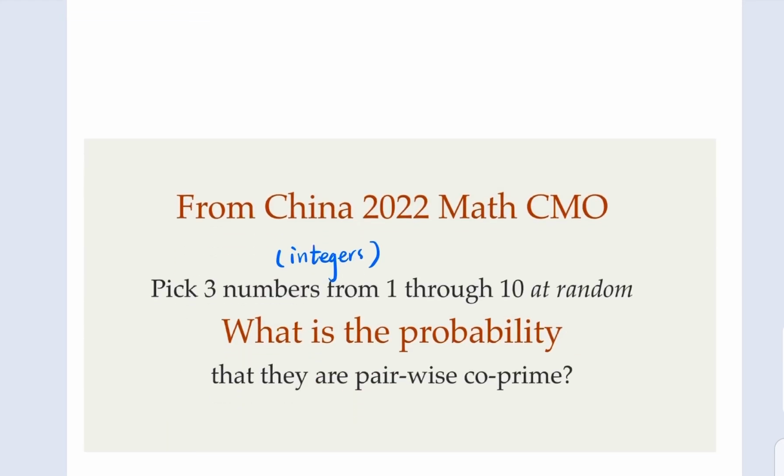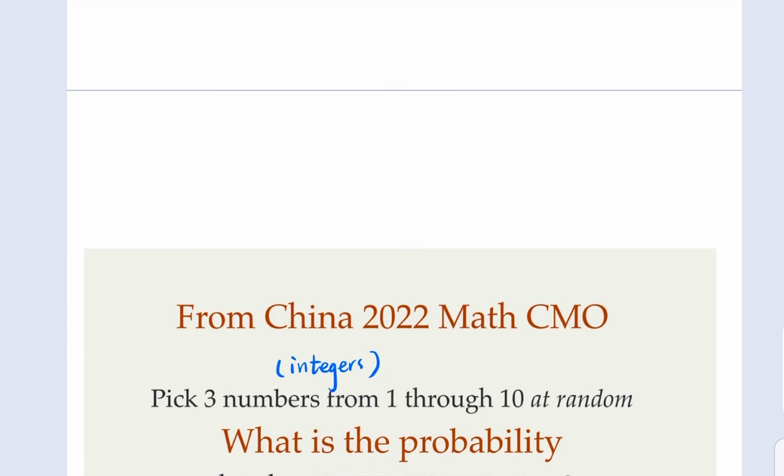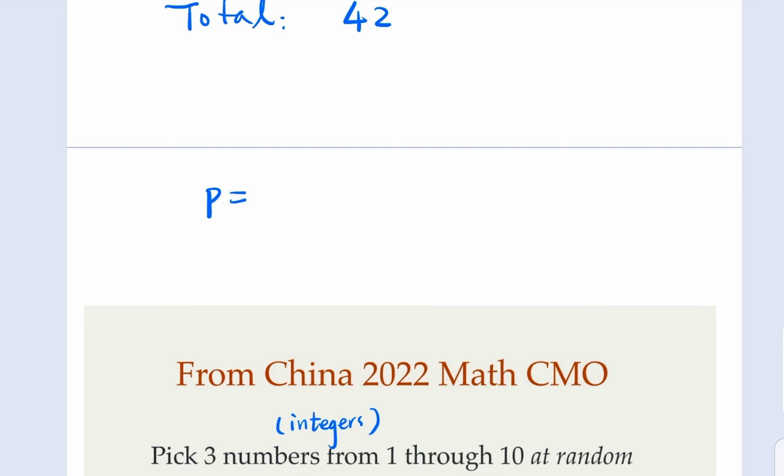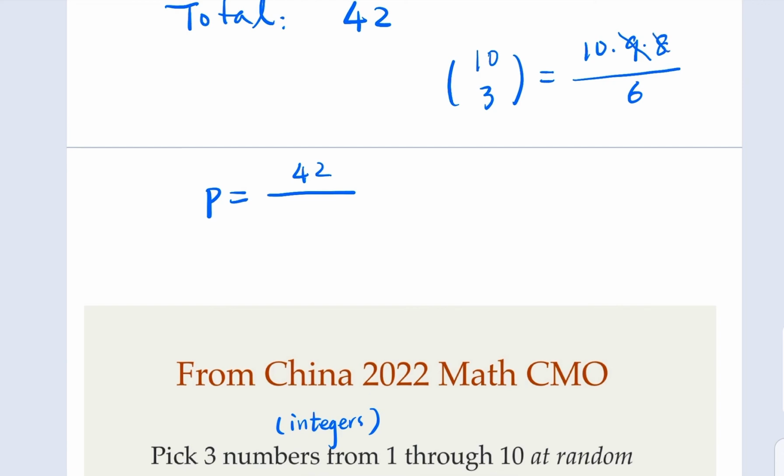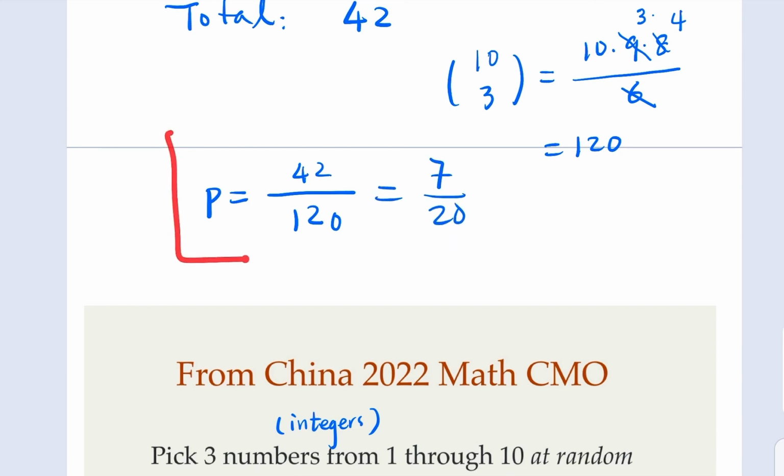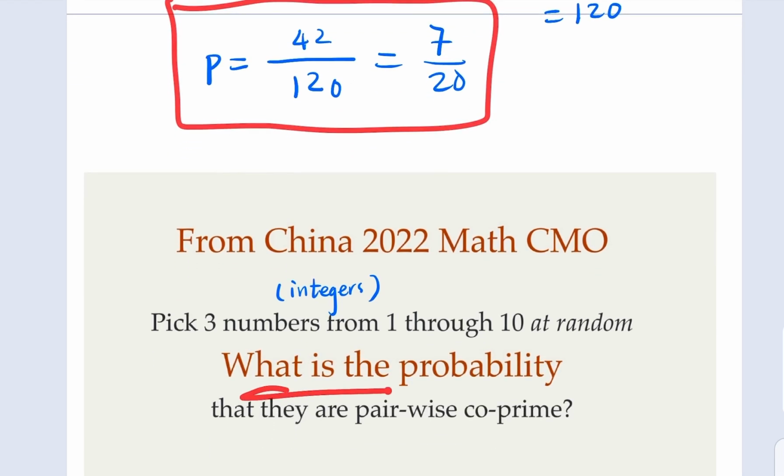Now we're looking for the probability that 3 numbers are pairwise co-prime if you pick from 10 numbers. So the probability P has 42 in the numerator. The total choices is 10 choose 3, which is 10 times 9 times 8 divided by 6. That equals 120. So the probability here is 7 over 20. That is the answer for the probability.